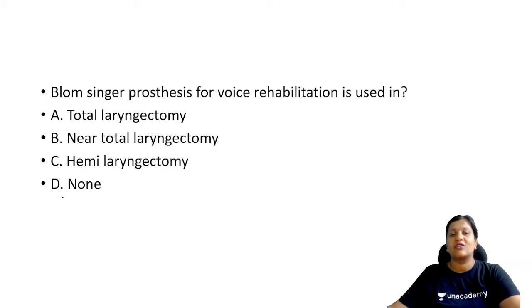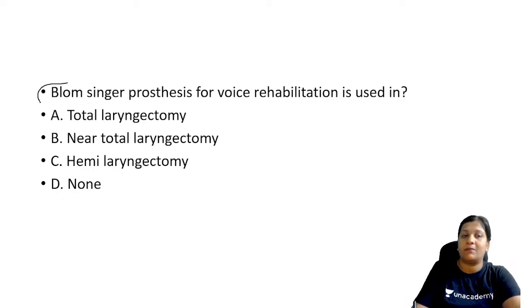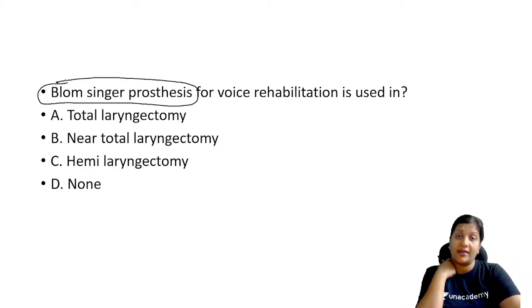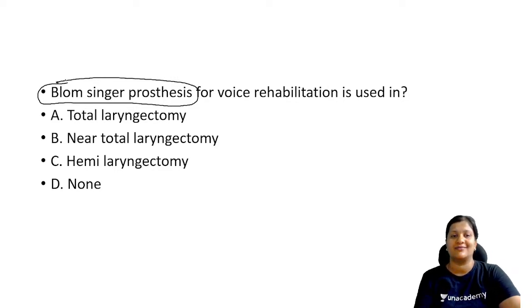Bloom-Singer prosthesis for voice rehabilitation is used in total laryngectomy, near total laryngectomy, hemilaryngectomy, none of the above. So this is also a very common repeat question. They give you either an IBQ or they can give you a direct question like this. So Bloom-Singer prosthesis for voice rehabilitation is used in which condition? Okay, so Pritam Kumar says C. What about others? I'm waiting for your answers.